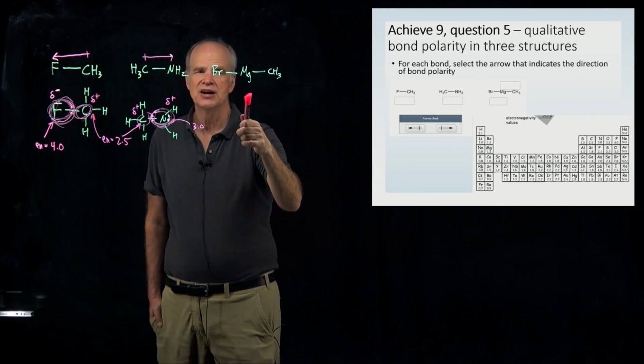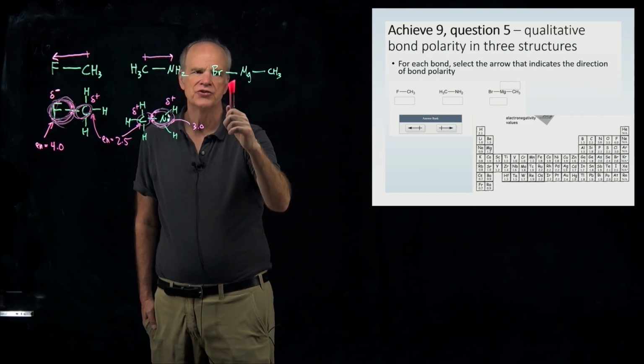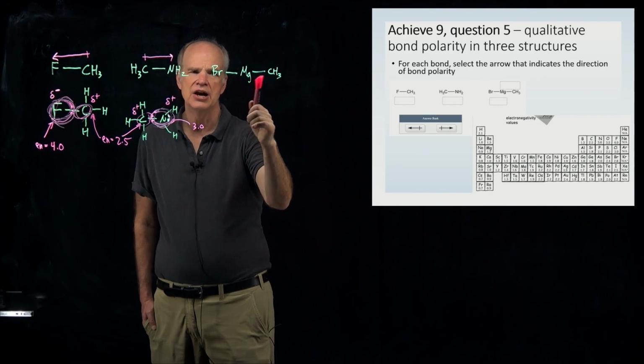I'm going to let you figure out this last one on your own, but you're essentially going to need two arrows. An arrow for the bond on the left and an arrow for the bond on the right.